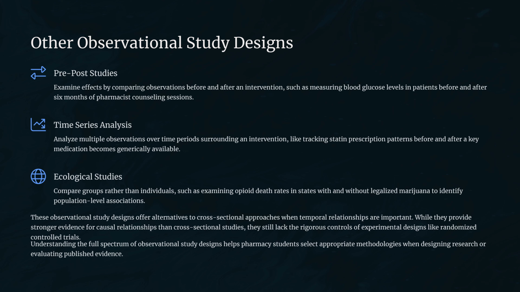There are a few other observational study designs that can include a temporal component. For example, pre-post studies, basically looking at a sample population before and after an intervention, like measuring blood glucose in patients before and after 6 months of pharmacy counseling sessions. You could have time series, where you analyze multiple observations over a given amount of time, like tracking statin prescription patterns before and after a key medication becomes generically available. So you're looking over time. And then ecological studies, where you're comparing groups rather than individuals.